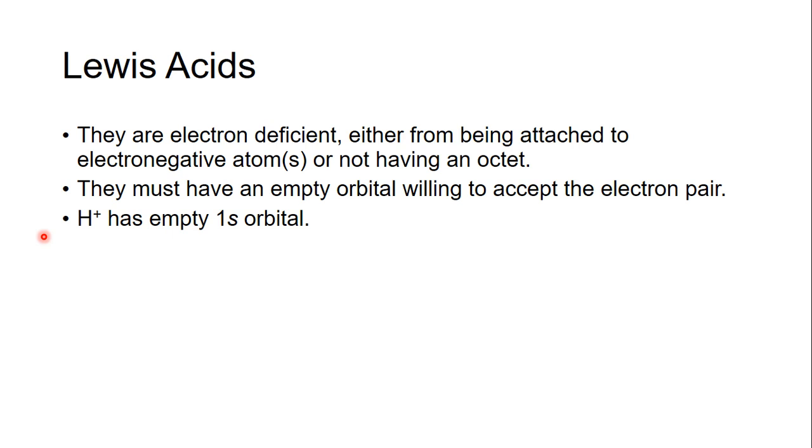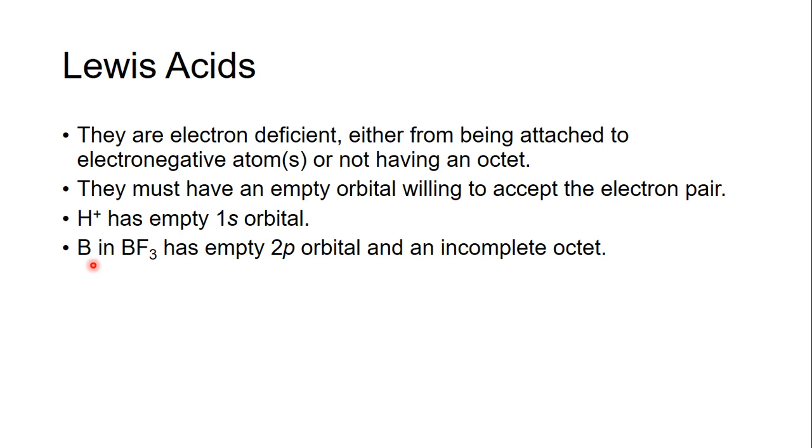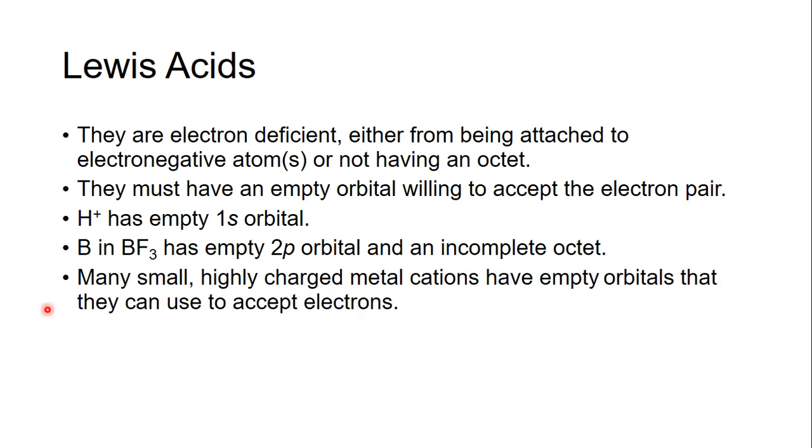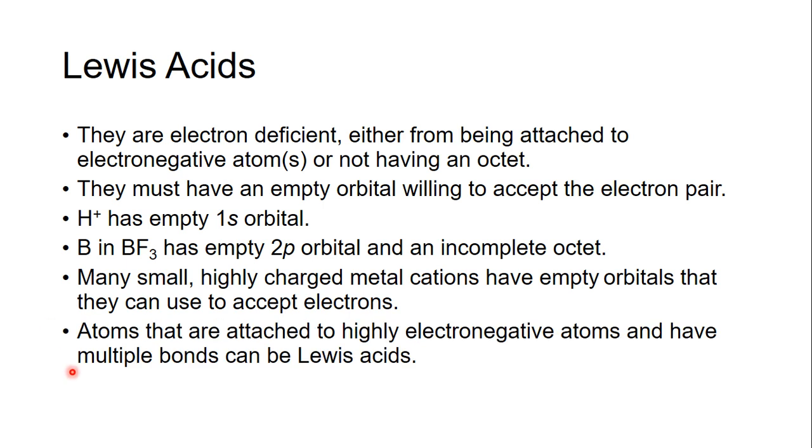Hydrogen plus has no electrons, so its 1s orbital is completely empty. And if you look at BF3, that boron has an empty 2p orbital, doesn't have a full octet, so it would be considered an acid. A lot of times, highly charged small metal cations have empty orbitals, so they can also accept electrons and be considered Lewis acids. And like I said, atoms that are attached to highly electronegative atoms and ones that can have multiple bonds are usually Lewis acids as well.